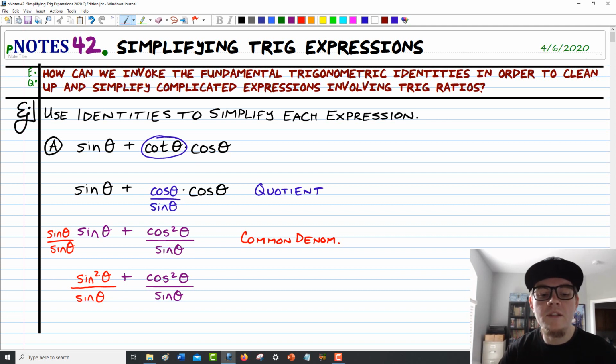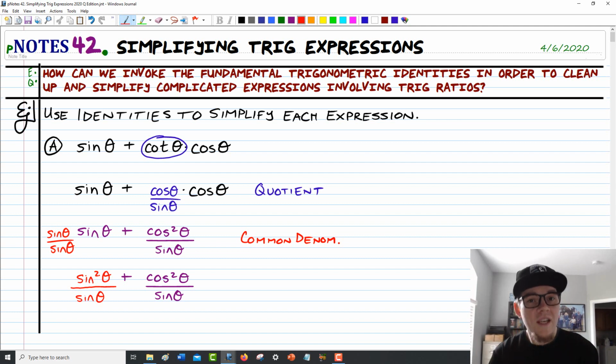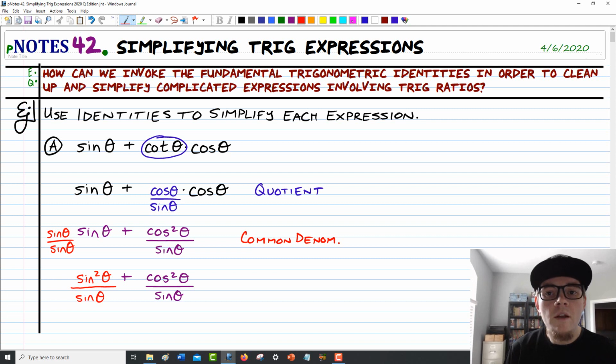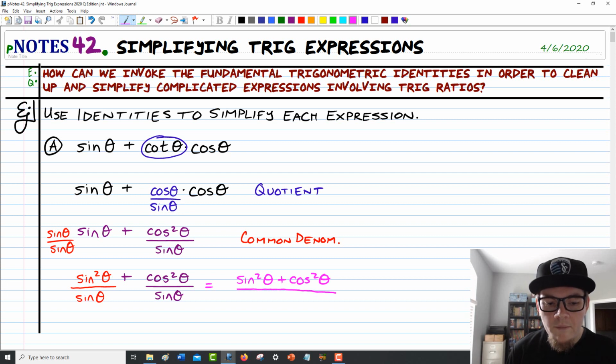Now from here, what I notice is that both of these fractions, these rational expressions we have, sine squared over sine plus cosine squared over sine, have the same denominator. And remember, our whole goal was to get a common denominator so we could condense it into a single expression. So the next move I'm going to make is to use properties of common denominators to rewrite this as the single expression, sine squared plus cosine squared, all divided by sine of theta.